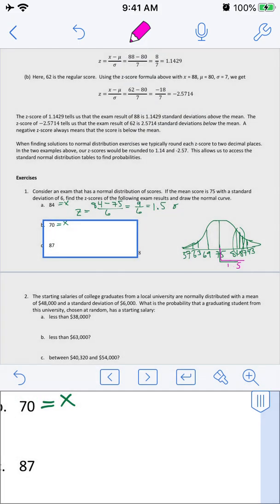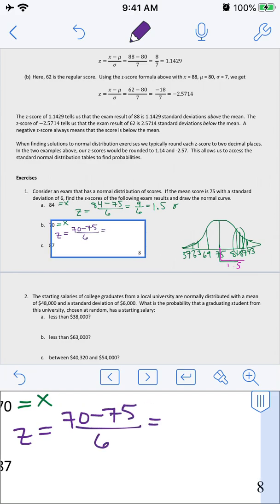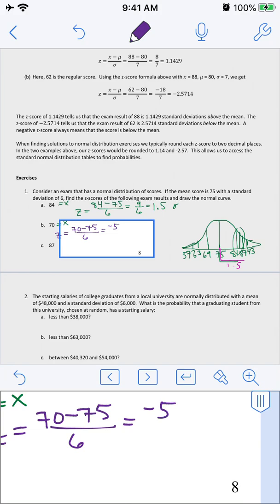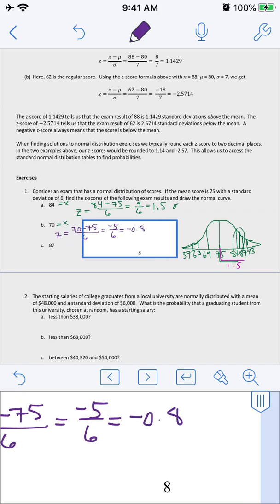Let's do it with blue this time. Purple. We'll do purple. So z for 70 would be that value. Take away the mean, divide by the standard deviation. And we get negative 5 over 6, which is about negative 0.8, and then it goes into a bunch of 3s. We're going to round to 2 decimal places, okay? 0.83. We're always going to round to 2 decimal places. And rounding is going to be a big deal here, so make sure you round correctly.